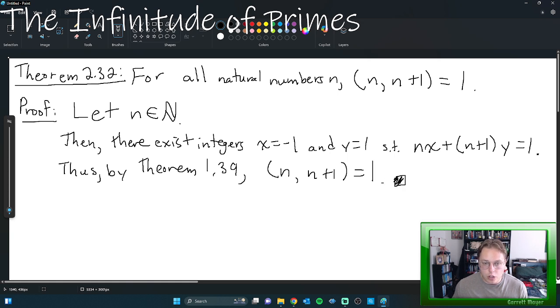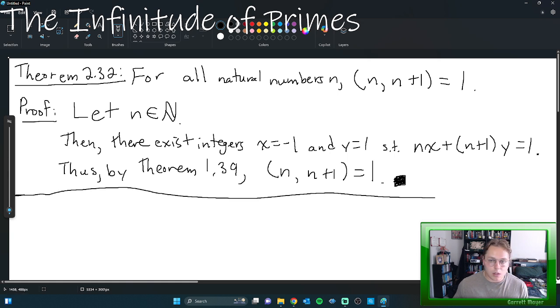So we've basically just shown that for any two consecutive natural numbers, their GCD must be equal to 1. They must be relatively prime. And then we'll box this off. Okay, so that's the first theorem.